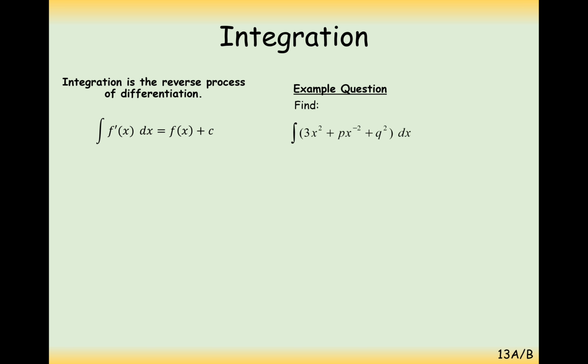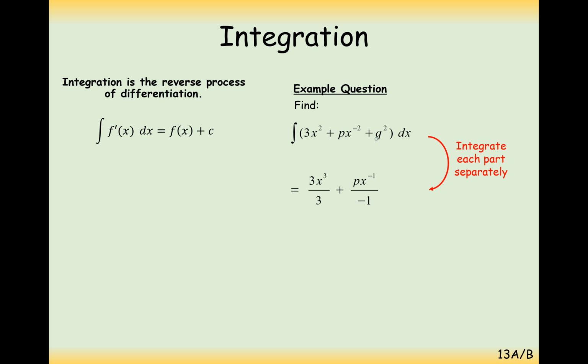Okay, another question here now. Right, we have p's and q's in here, and we integrate with respect to x. So in this question here, increase the power by 1, divide by the new power on the first one, so that would just give us x cubed. Now the p here, just treat the p and the q as if they were numbers, so think of them both as number 3's. If it was 3x to the minus 2, you'd increase the power by 1, divide by the new power, so you would get minus 1 as the power over minus 1.